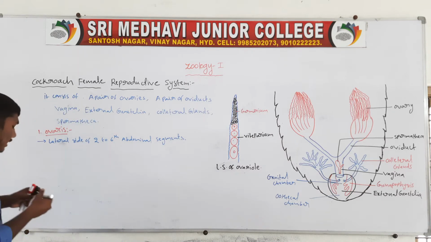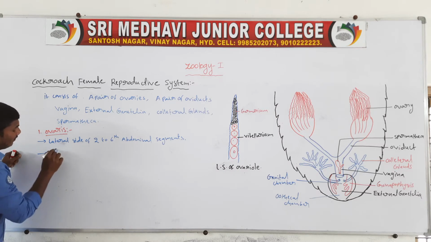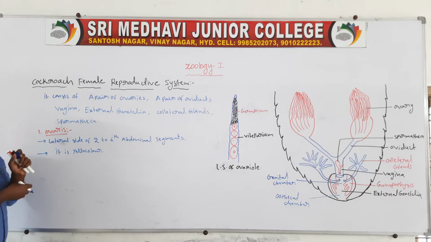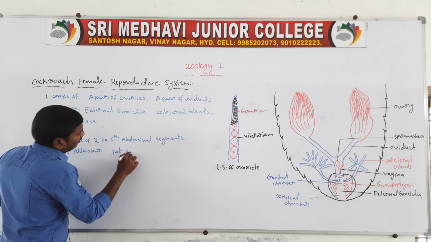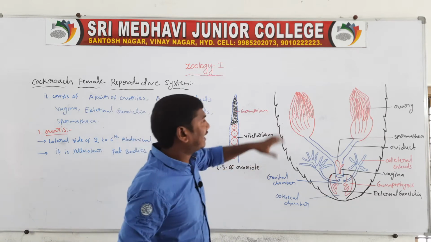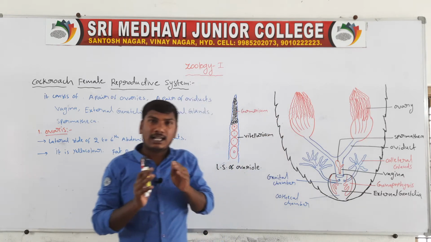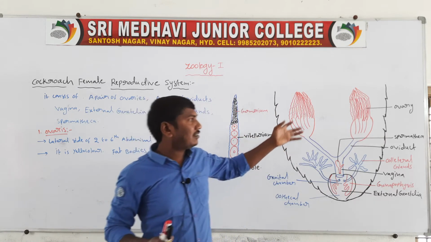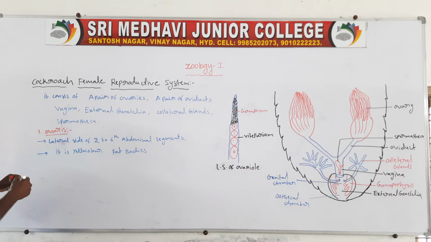Next one, the color of the ovaries is yellow. The ovaries are embedded in the fat bodies. The ovaries are present on the 2 to 6 abdominal segments, and their color is yellow. The ovaries are attached to the fat bodies. Next one, the ovaries contain 8 tubular structures.